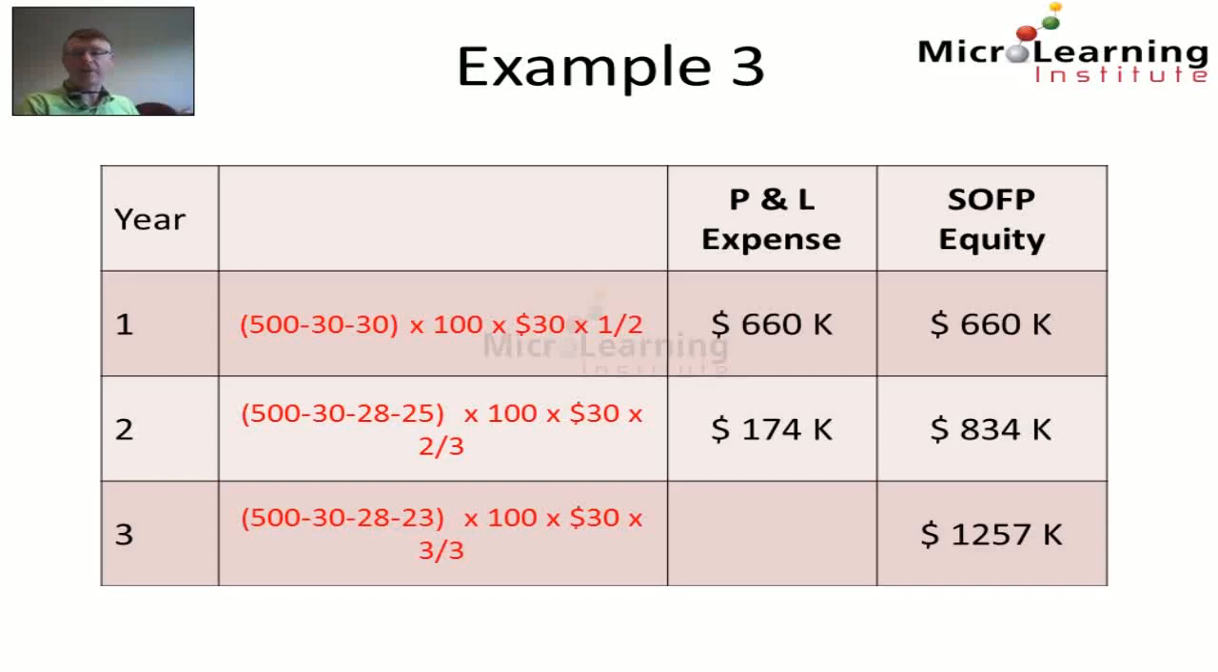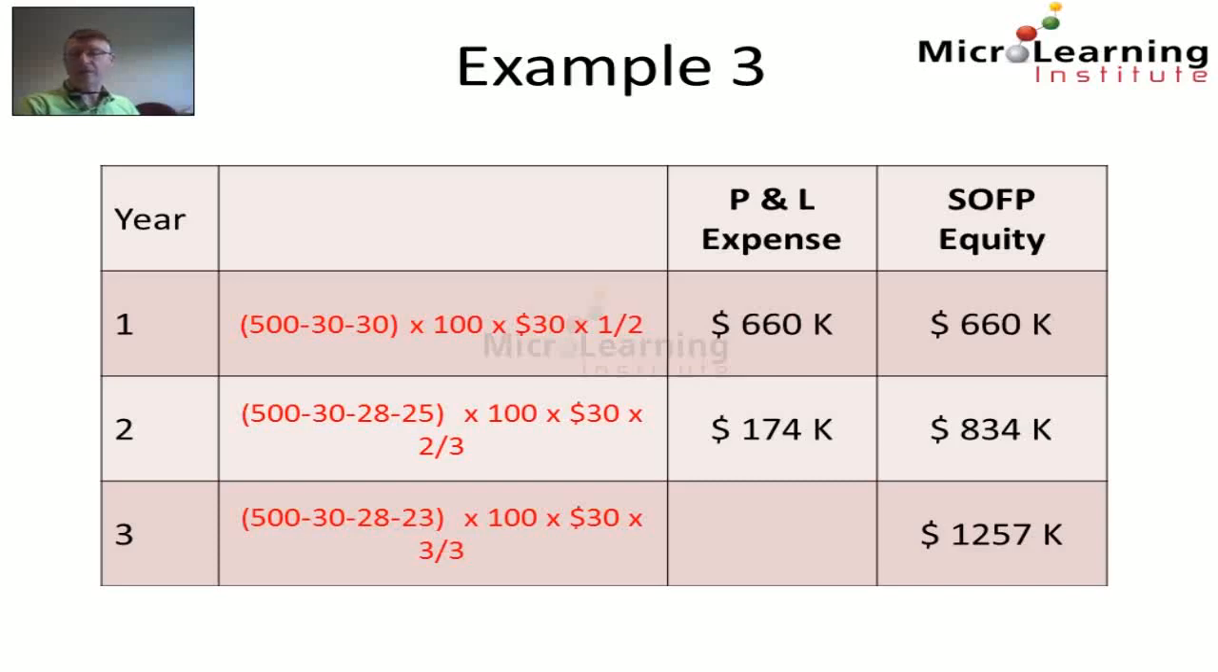So we had initially 500 employees. In year 1, 30 left. In year 2, 28 left. And now 23 have actually left at year-end year 3. Each again are entitled to 100 instruments. $30 at grant date is the fair value at grant date, and we now recognize the cumulative equity because this is the end of the vesting period. So our cumulative equity to the statement of financial position is 1257k.